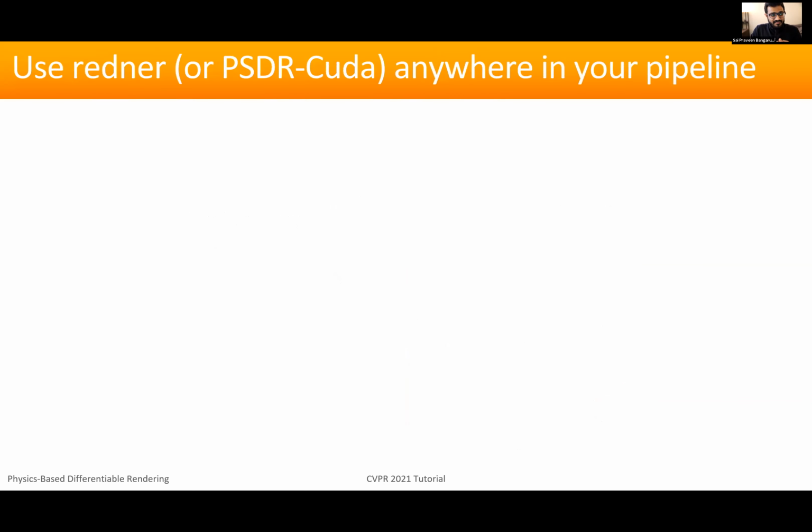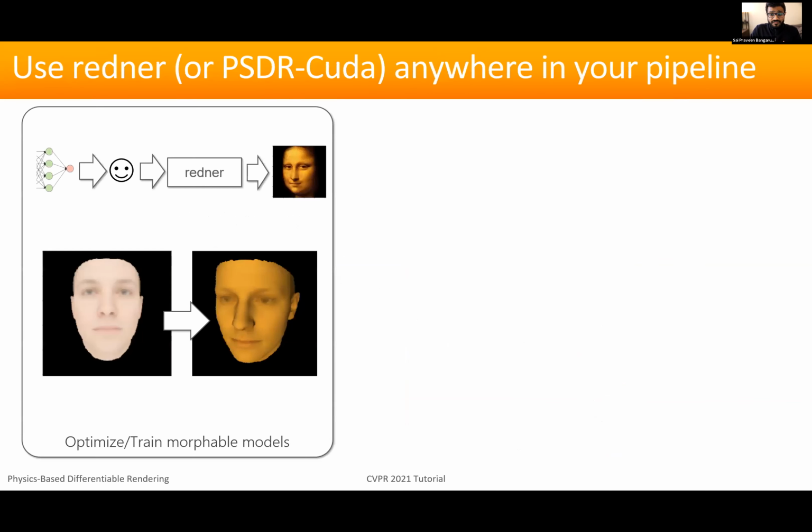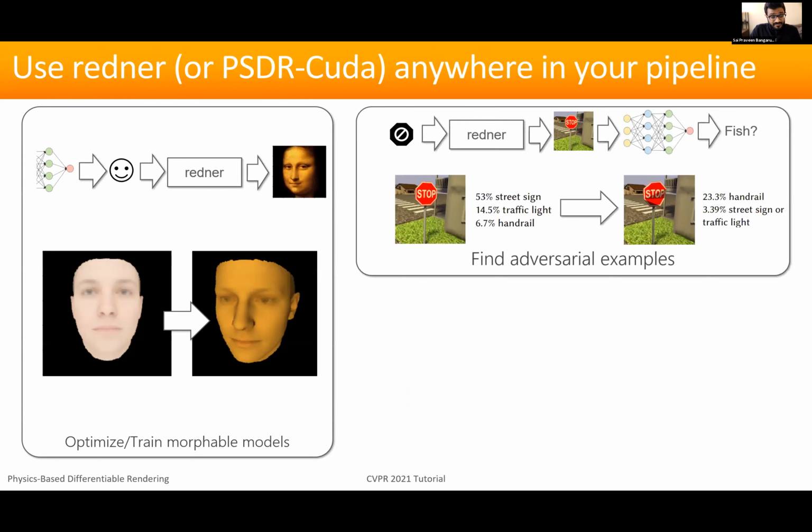Now, as someone asked in the chat, you can use Redner or PSDR CUDA anywhere in your differentiable rendering pipeline. For instance, you can use it to optimize or train morphable models. This is an example of using a 3D face model, and you can train for its parameters to optimize for a target image. You can also use it at the input to find adversarial examples for a classifier network. For instance, in this example, we train a stop sign until the VGG network classifies it as a handrail instead of a stop sign.